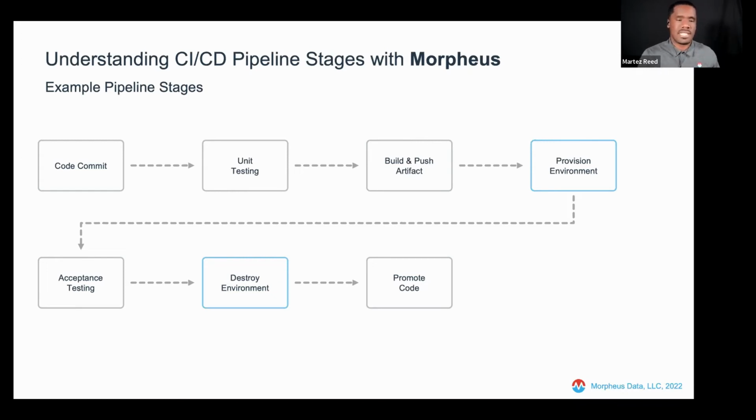So after that acceptance testing has been performed, assuming that everything went successfully, then I might get to a situation where I'm then going to destroy that ephemeral environment as part of the final stages of my pipeline. In a scenario where, let's say there's a failure, I might go through the process of not destroying the environment.